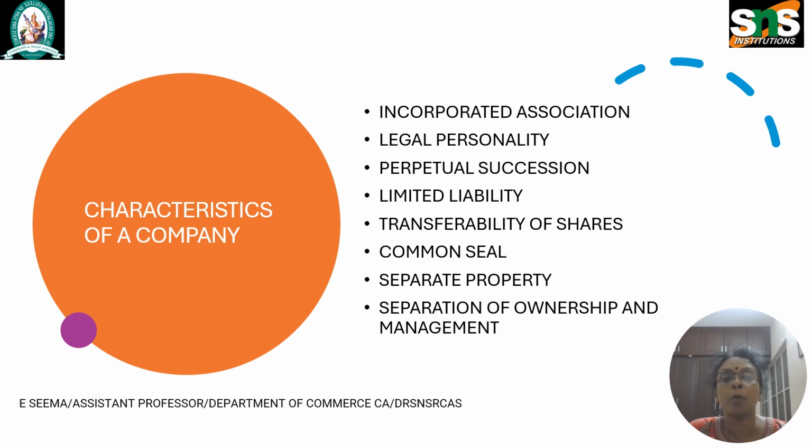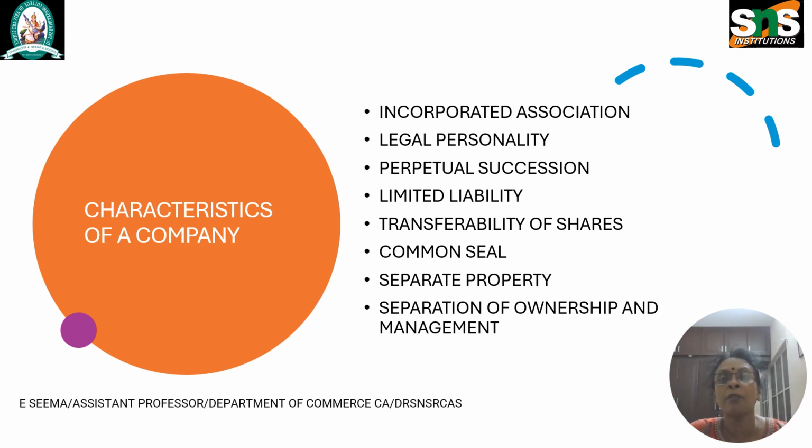Next one is separate property. That is, a company being an artificial legal person can own property in its own name. Similarly, it can contract liability in its own name. The assets of the company belong to the company alone, and the shareholders cannot raise any proprietary right to these assets. And next one is capacity to sue and be sued.